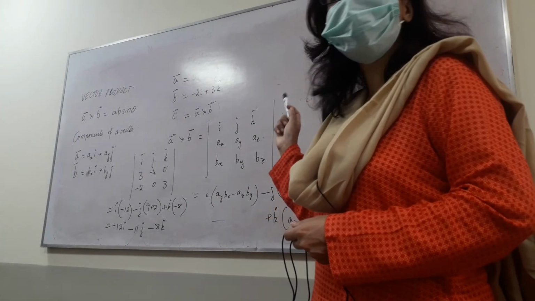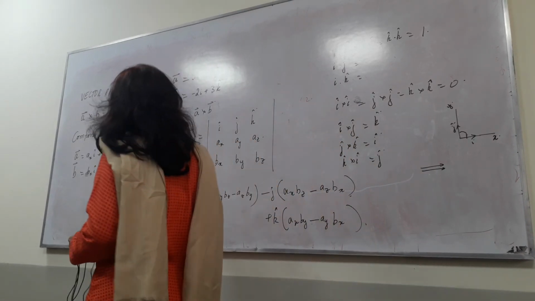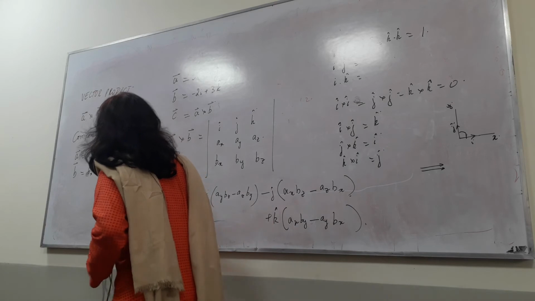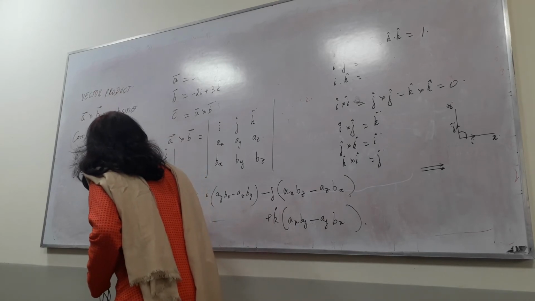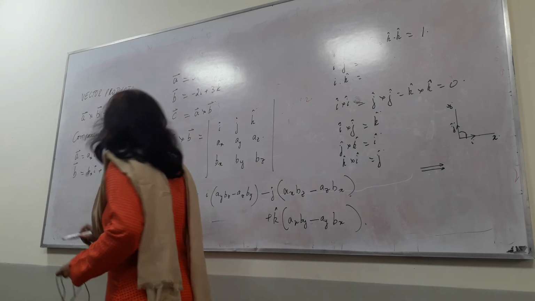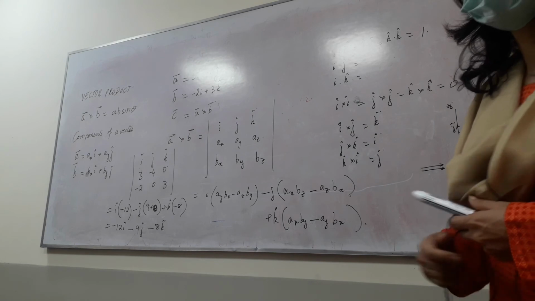3i minus 4j. Which one? Where? There is 0 here. Yes, that's right. Very good. So this is 9. Is it correct now?